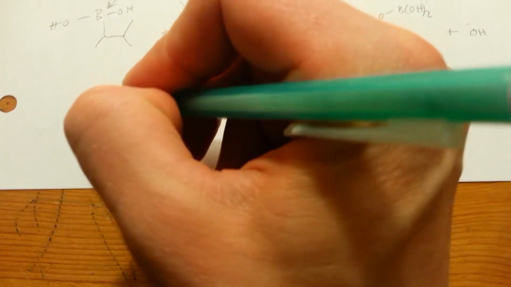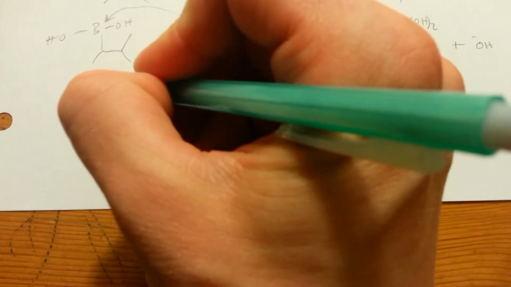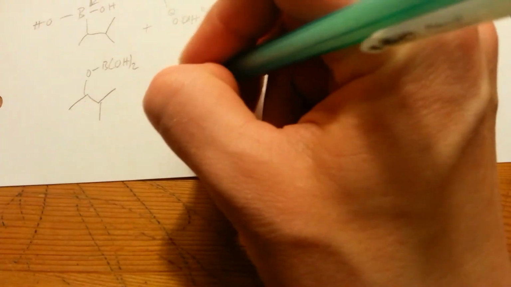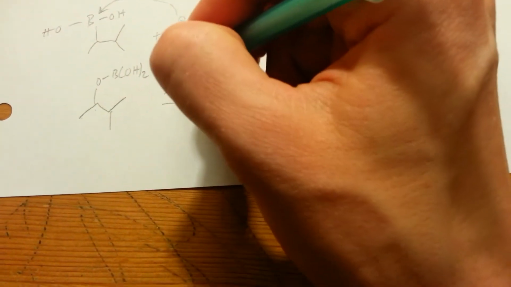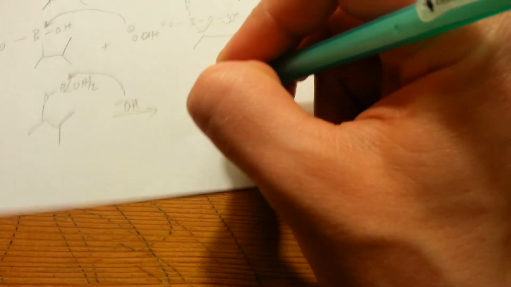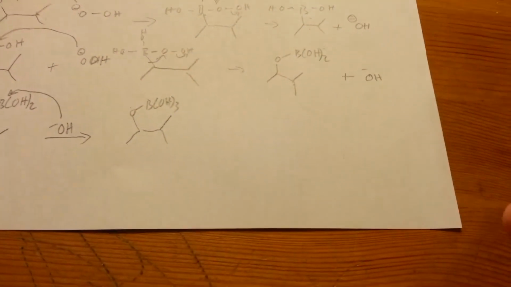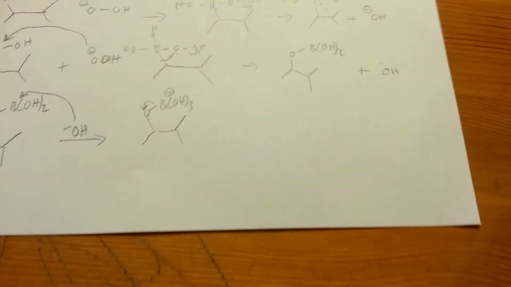So you've got oxygen, BOH2. You're going to add in your OH negative. That's just going to tack right here. That gives you OBOH3. And then this is actually negatively charged now. It's going to leave. It's a good leaving group. It's negatively charged, wants to go. And it's going to leave its electrons behind.